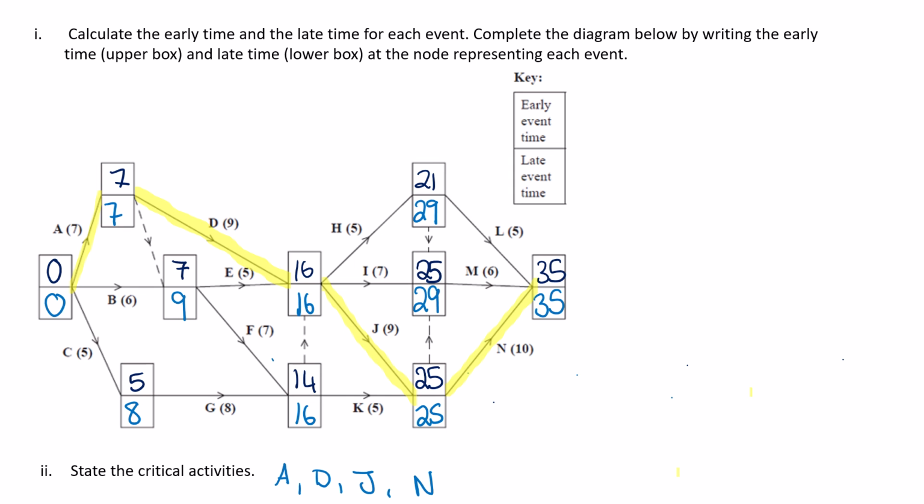So you don't have to check any activities that are between nodes that don't have the same early and late time because they're definitely not critical. But just because the activity is between nodes that have the same early and late time does not automatically make them critical. So just be careful.